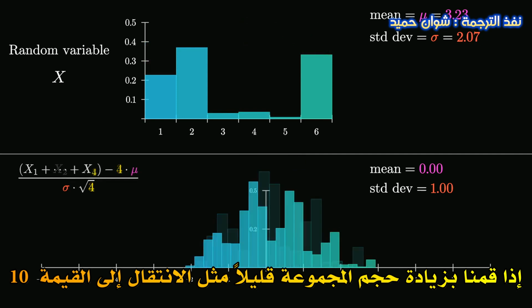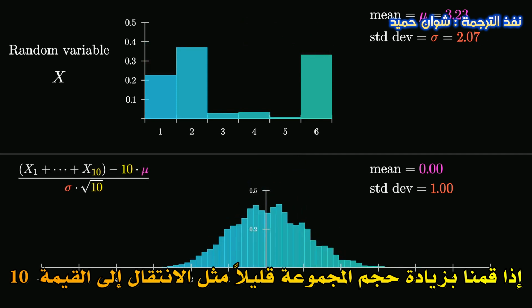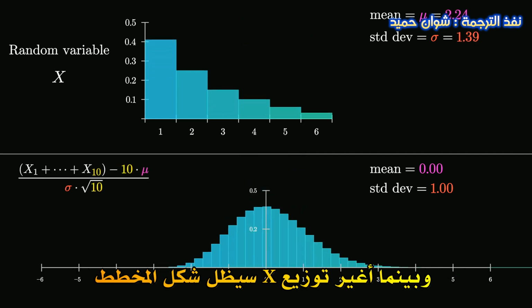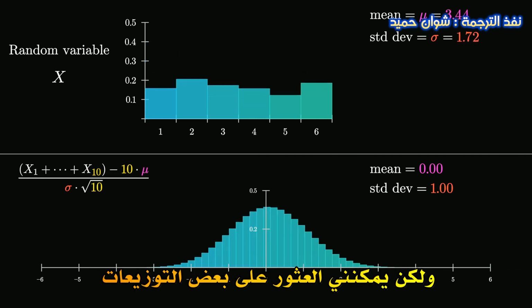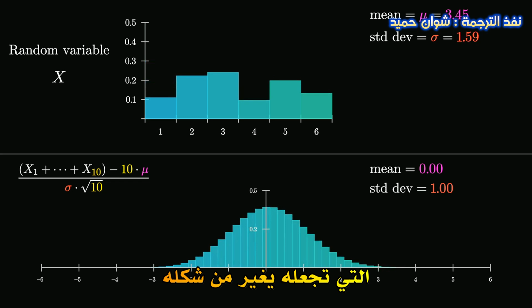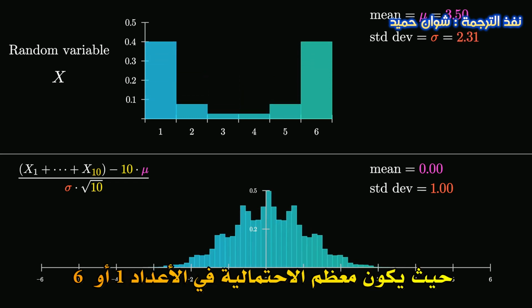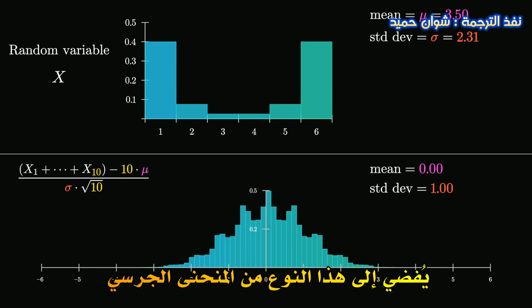If we let the size of our sum get a little bit bigger, say going up to 10, and as I change the distribution for x, it largely stays looking like a bell curve, but I can find some distributions that get it to change shape. For example, the really lopsided one where almost all the probability is in the numbers 1 or 6 results in this kind of spiky bell curve.